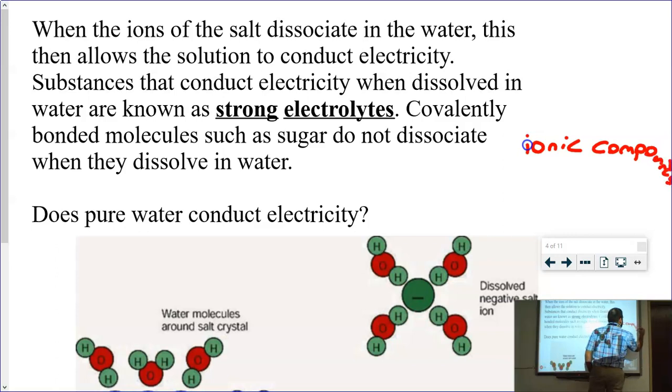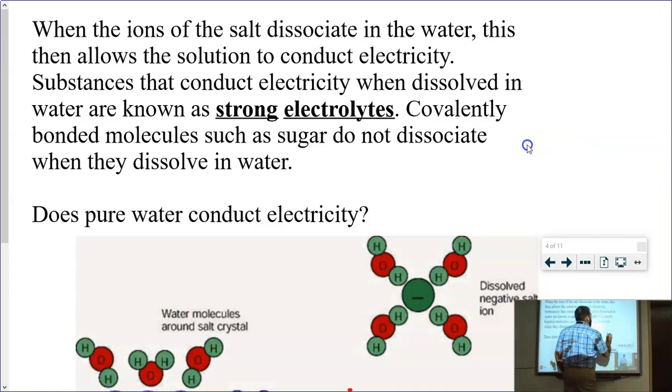Run out of space. Sorry. That's awful. Let me try again. Take 2. All right, that's a little better.